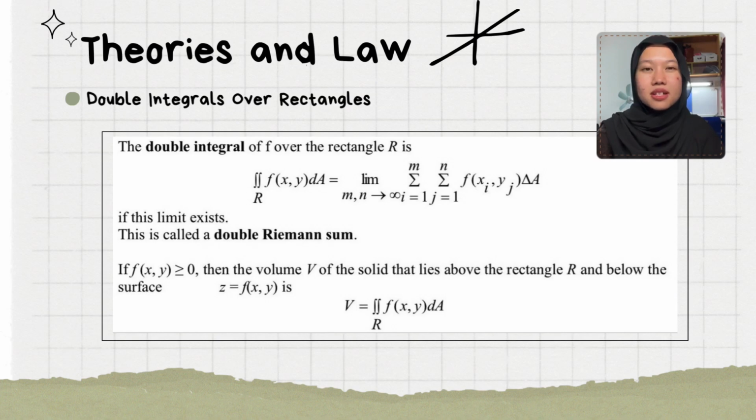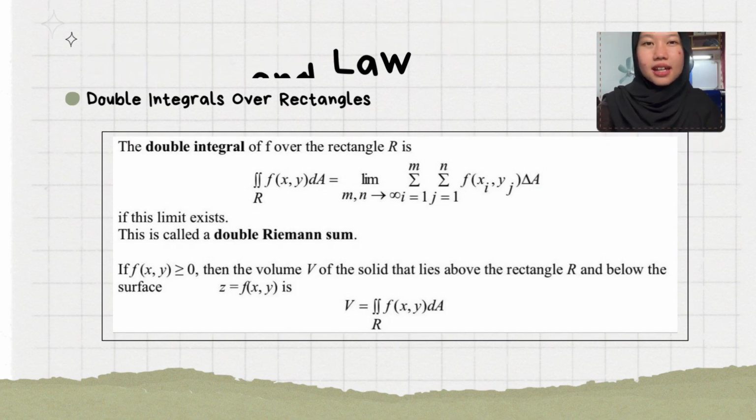double Riemann sum. If f(x,y) is more than 0, then the volume V of the solid that lies above the rectangle R and below the surface z equals f(x,y) is the double integral of f(x,y) dA.